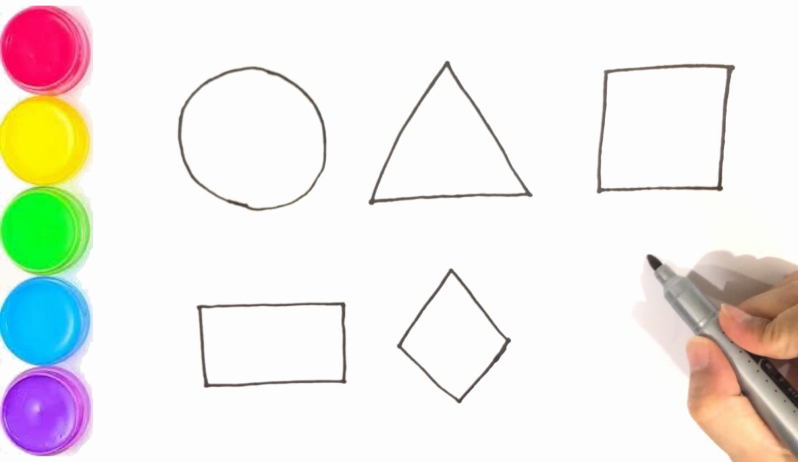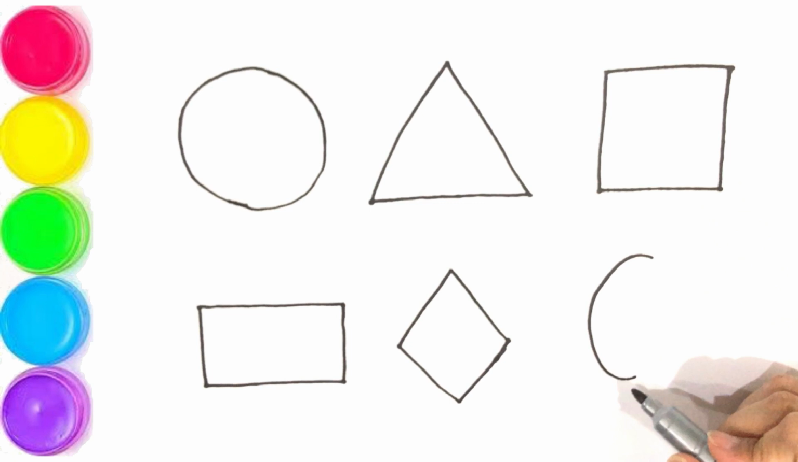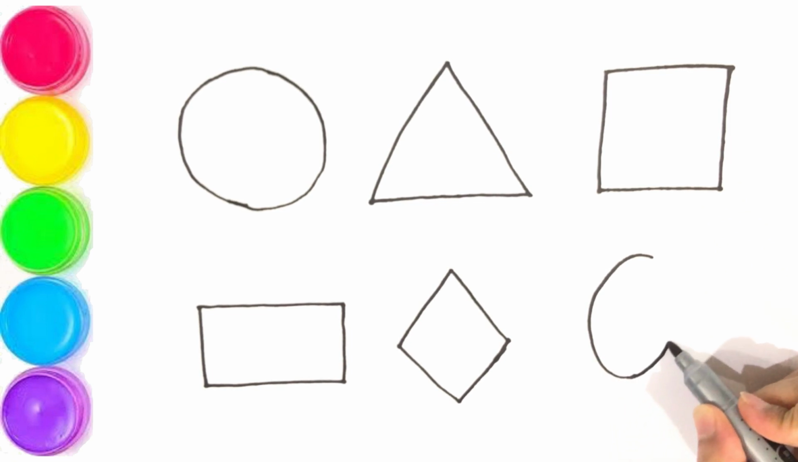Finally, let's draw an oval. An oval is like a stretched out circle, longer in one direction.